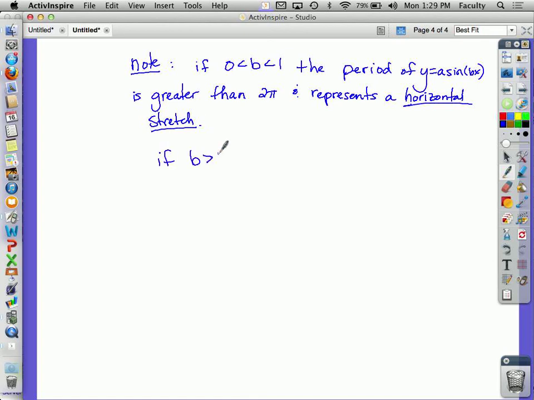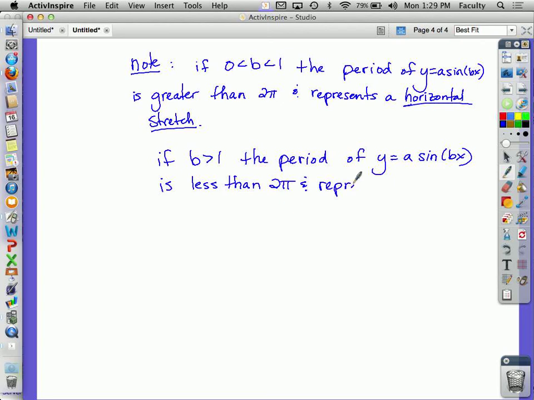If b is greater than 1, the period of y equals a sine bx is less than 2 pi, and represents a horizontal shrink. And so we're going to look at an example.